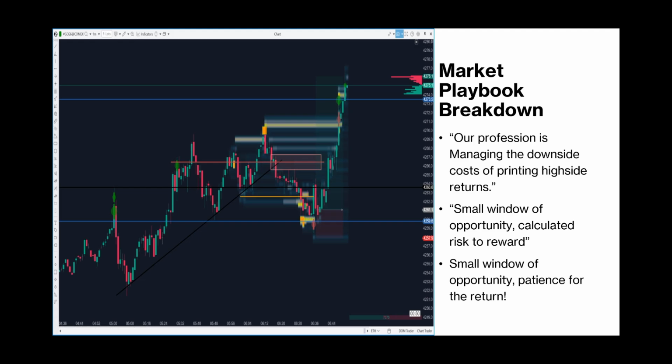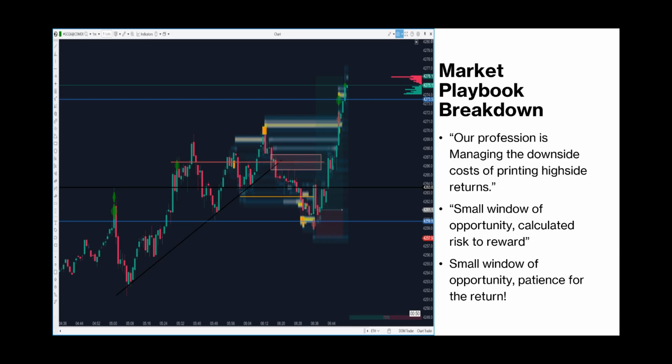Now, every day when I approach the markets and my computer, I'm always thinking in this mindset: our profession is managing the downside cost of printing high side returns. My number one job today when I approach my desk is that I need to manage my downside cost of printing high side returns. And just a little game that was given to me, and I want to be able to give it to you guys.